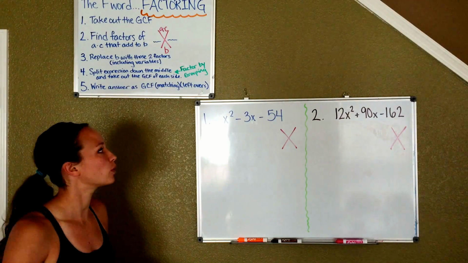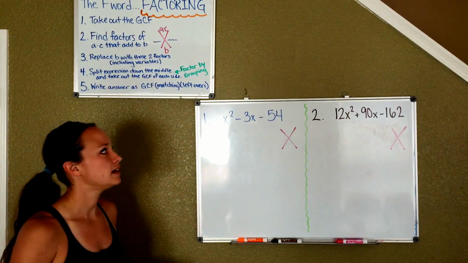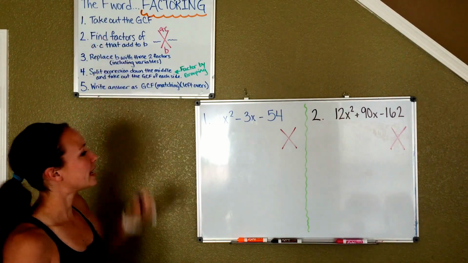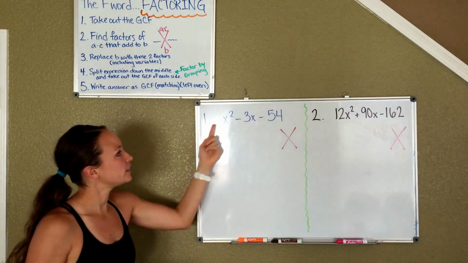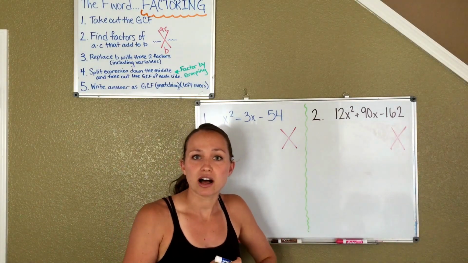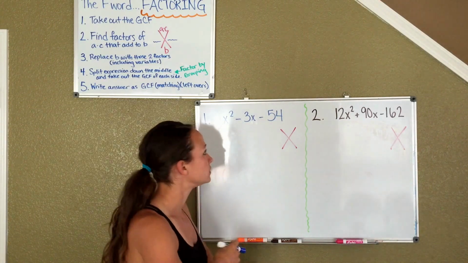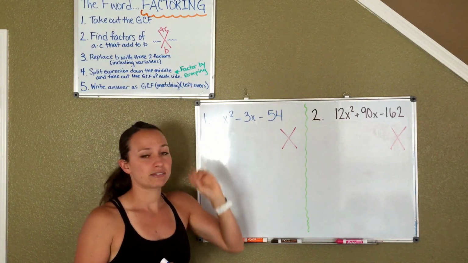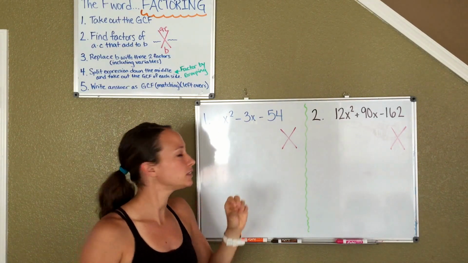Let's start with an easy example. Here, the blue example, number 1, x squared minus 3x minus 54. So to get started, number 1, take out the GCF. So looking at these 3 terms, we're thinking, what do they all have in common? Looking at variables, do they all have a variable in common? No. Looking at the numbers, do all 3 terms have the same number somewhere hidden in there?